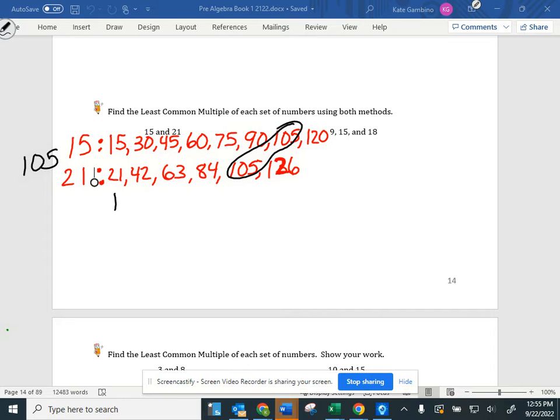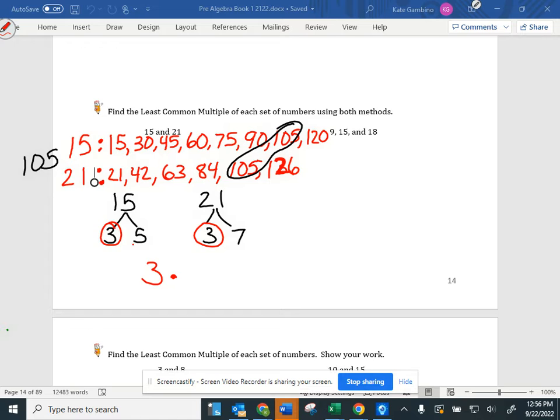Now let's do it with prime factorization. I'm going to put my two numbers on top to make my factor tree. What can I break 15 into? 3 and 5. What can I break 21 into? 3 and 7. What's my next step? You find the ones that they both have. So which common ones do I have? They both share 3, so I'm going to circle my 3s, and I'm going to write it one time. Do they share any other numbers in common? No. So I'm done with my shared factors.